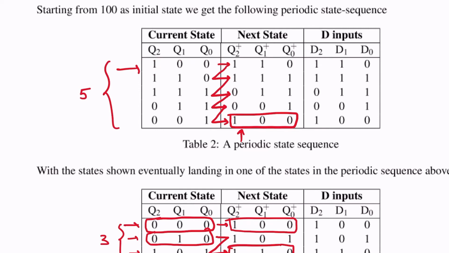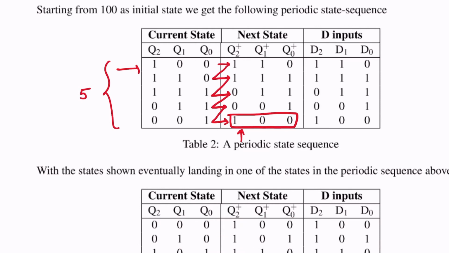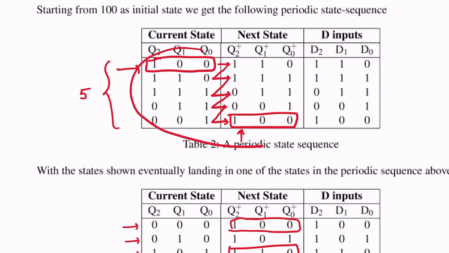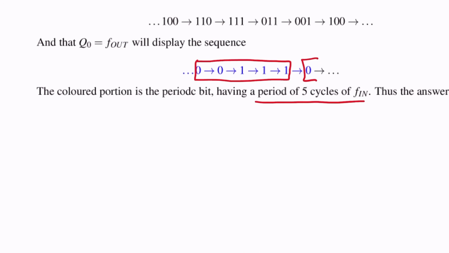So even if you start in one of these non-included states, that is states that are not there in the periodic state sequence, you can be there only for a maximum of 2 clock cycles, after which you will land up in a state that's in the periodic sequence, right? So ending up in one of these states is only a transient phenomenon. In the steady state, it will just go through these states. So let's look at what the steady state periodic sequence is.